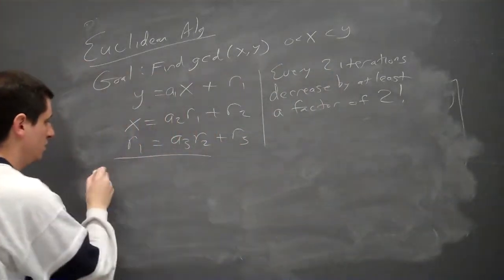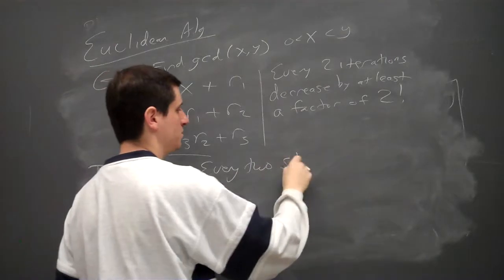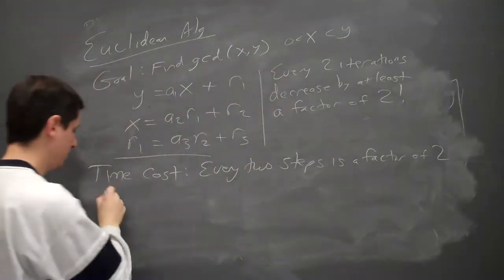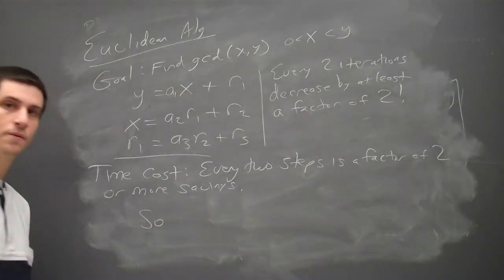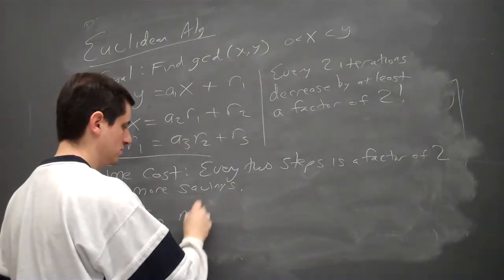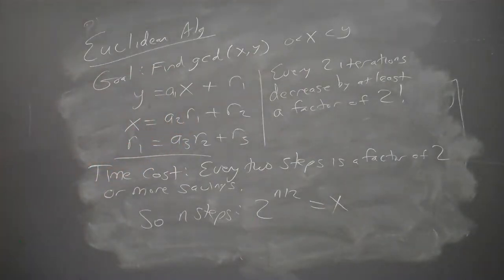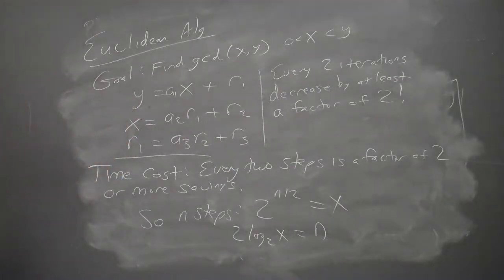So, time cost. Every 2 steps is a factor of 2 or more savings. So, if I have n steps, I basically need 2 to the n halves to equal x. Right? So that means the log base 2 of x times 2 equals n. So that's the cost of the Euclidean algorithm. It's not an order x algorithm, it's an order log x.